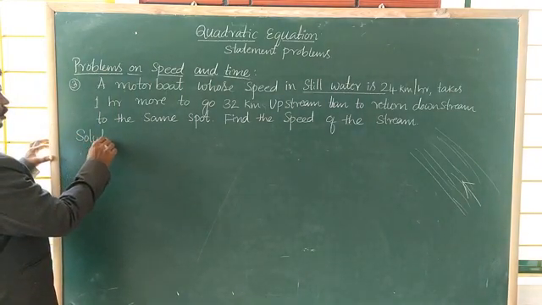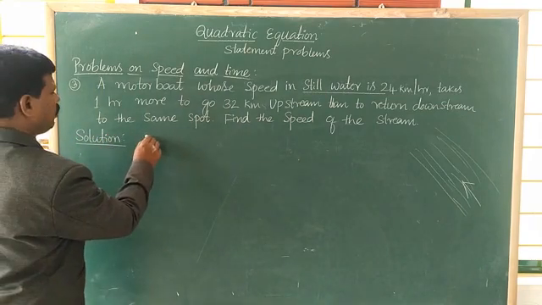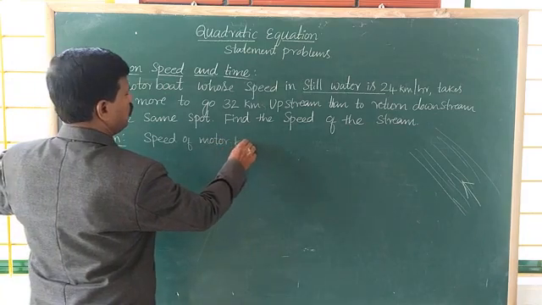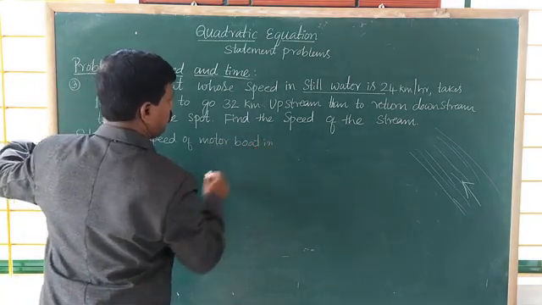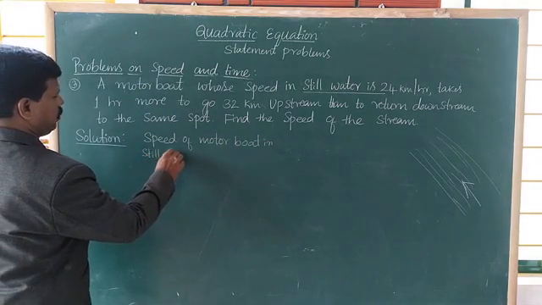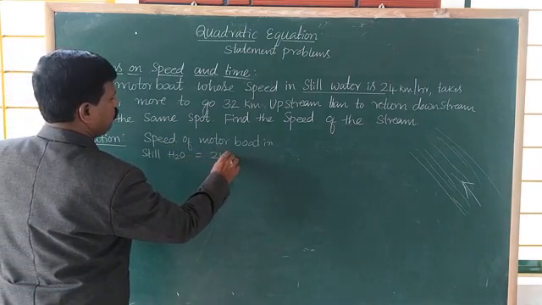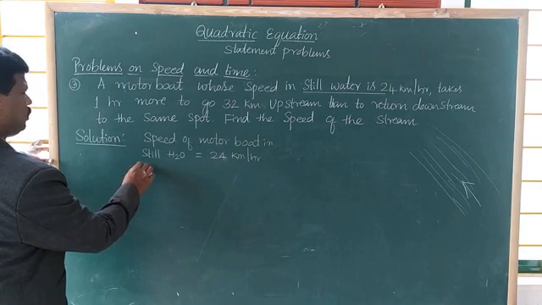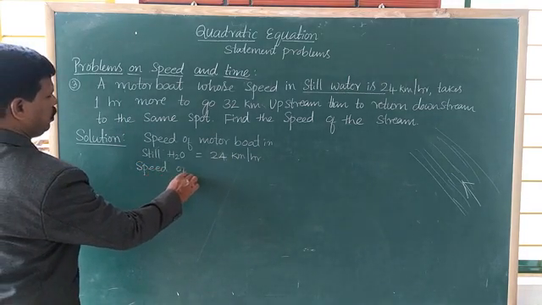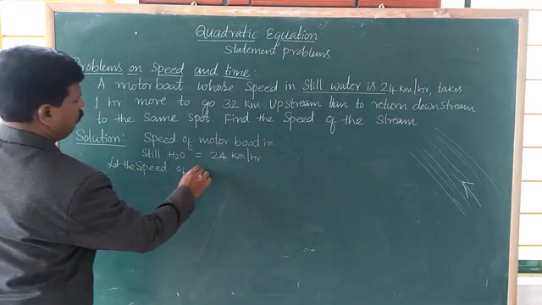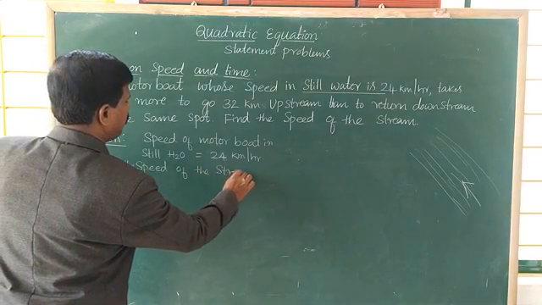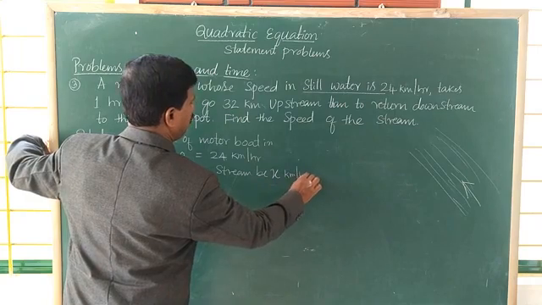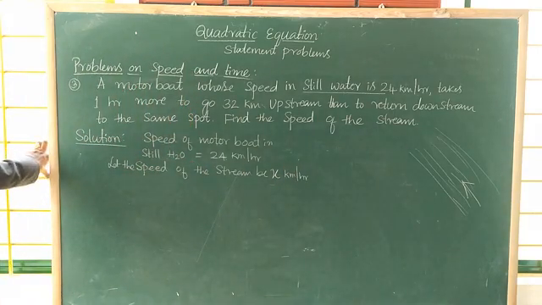So solution. Speed of motor boat in still water is equal to 24 kilometer per hour. Let us take a speed. Let the speed of the stream be x kilometer per hour.